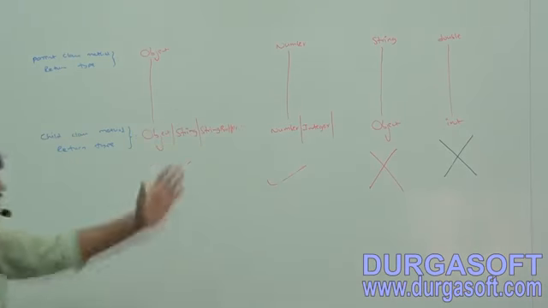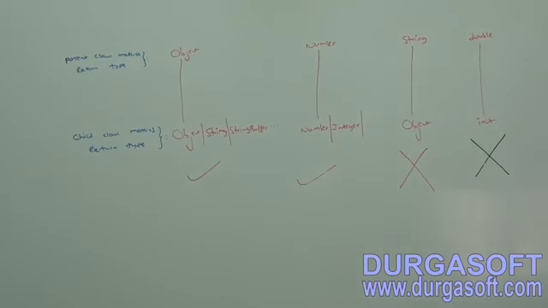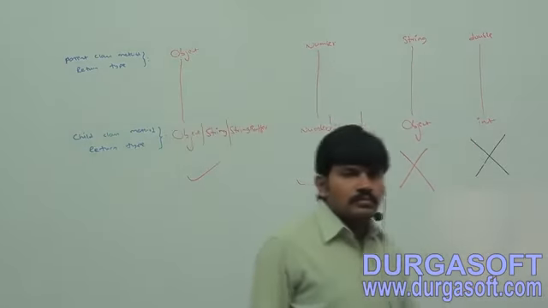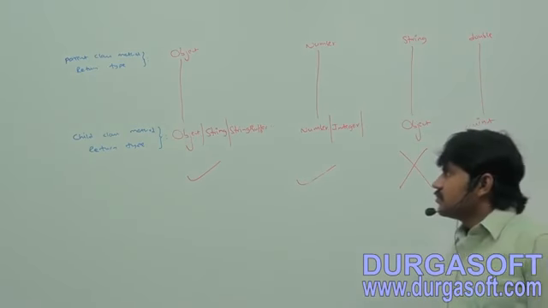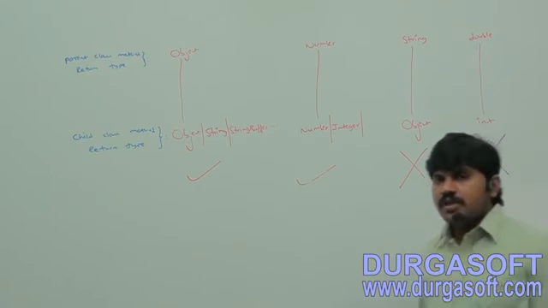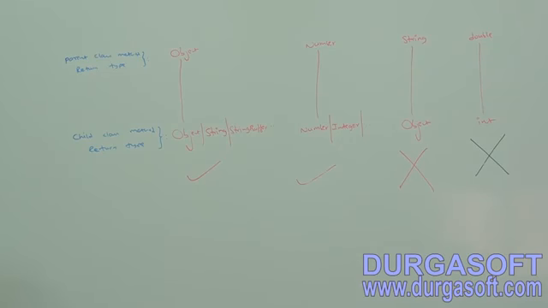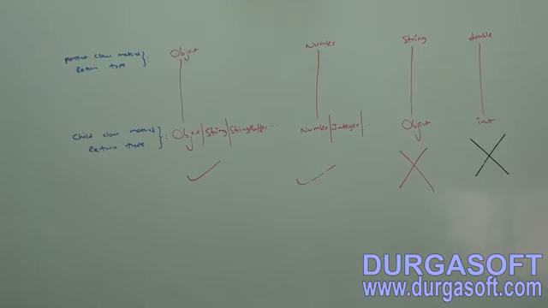Okay, take these points first. Parent class method return type, child class method return type. Take it clearly.